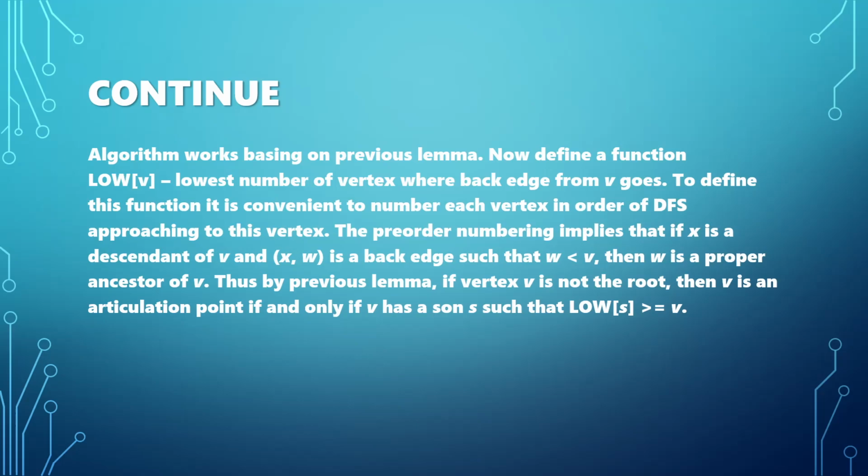Thus, by the previous lemma, if vertex V isn't the root, then V is an articulation point if and only if V has a son S such that low of S is greater than or equal to V. It's probably the main idea of this algorithm, and we may go on.